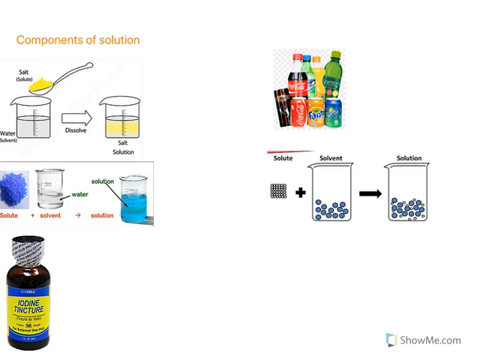Now we'll go to see the components of a solution. In the first picture, in order to prepare a salt solution, we first take some salt and mix it in water, and then we get a salt solution. Salt is in a smaller quantity while water is in a larger quantity. In this case, as we have seen here, the salt is said to be the solute and the water is said to be the solvent.